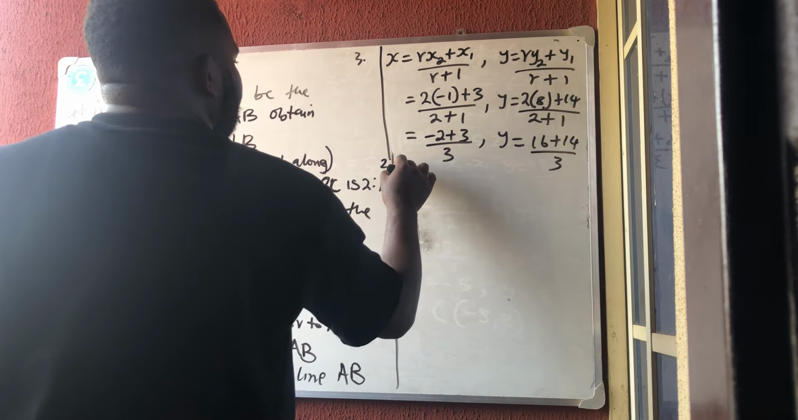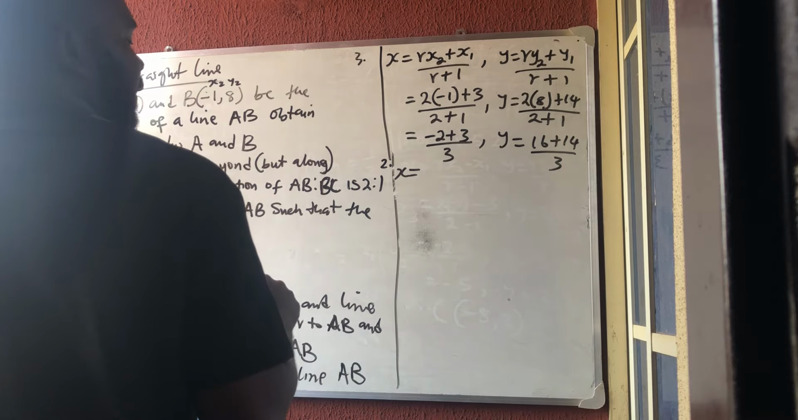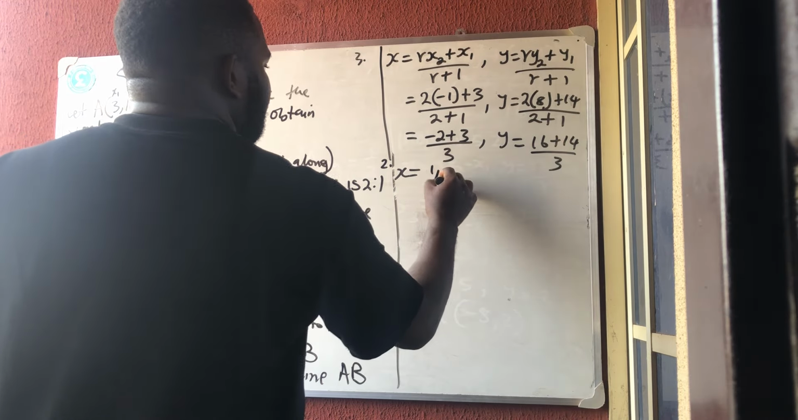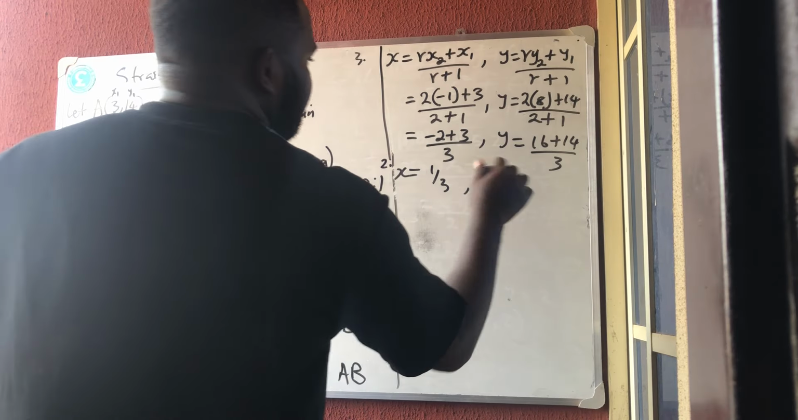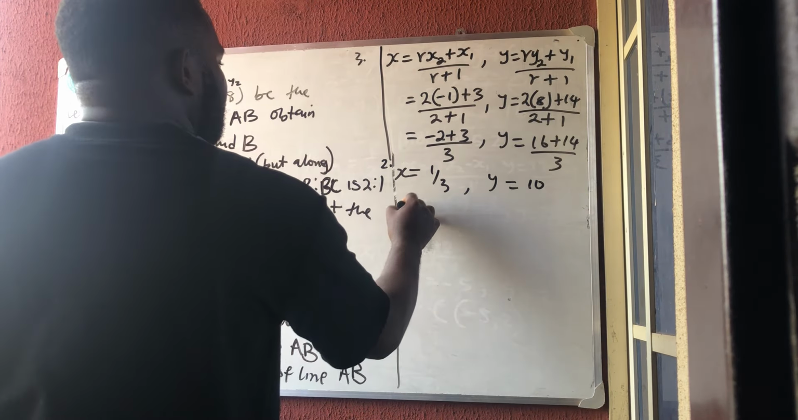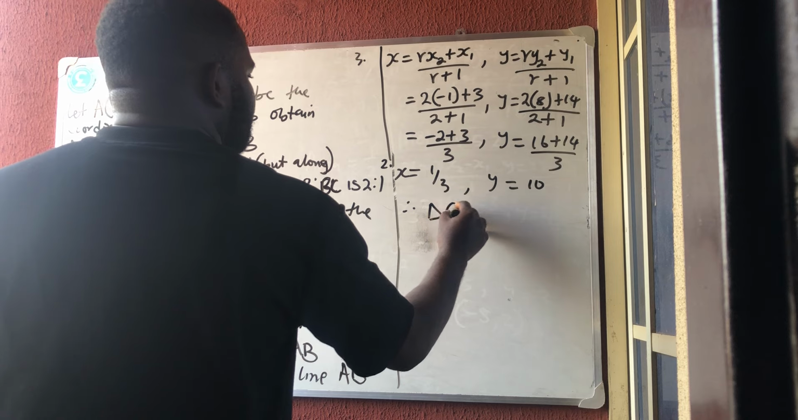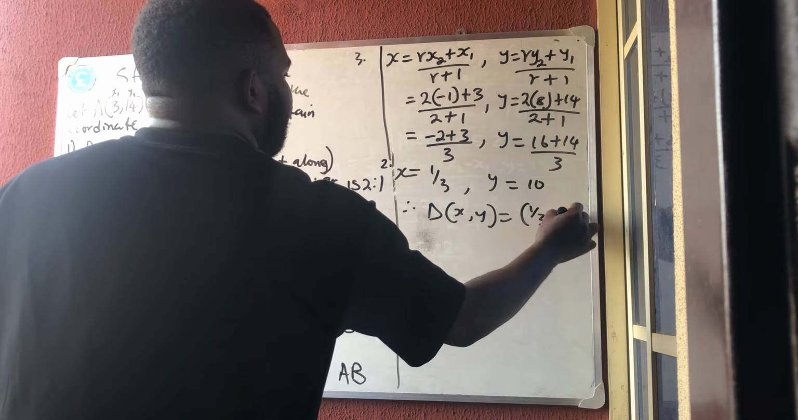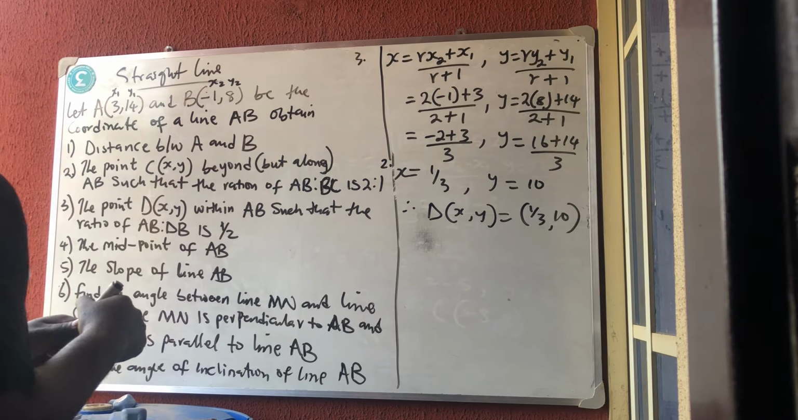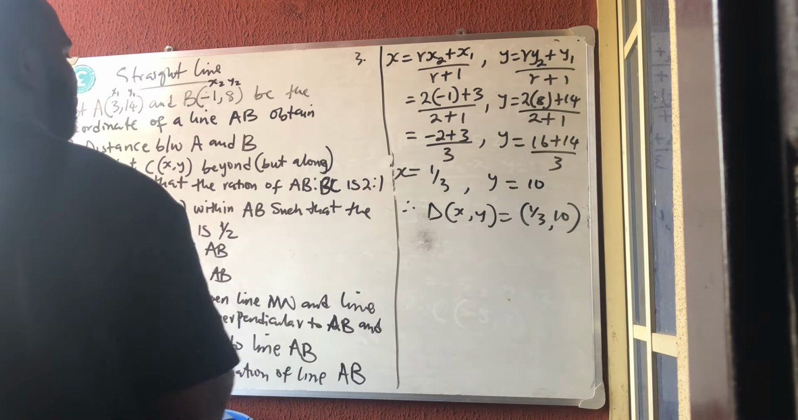So what do I have? For x I'm having this, and this will give you 1 over 3, comma. This will give you 30. 30 divided by 3, I'm having 10. So therefore, the point D, which is x, comma y, is equal to what? 1 over 3, comma 10. As simple as that, okay? So that is for number 3.